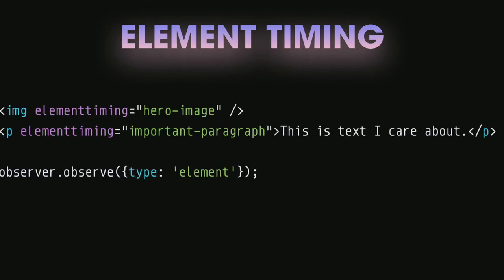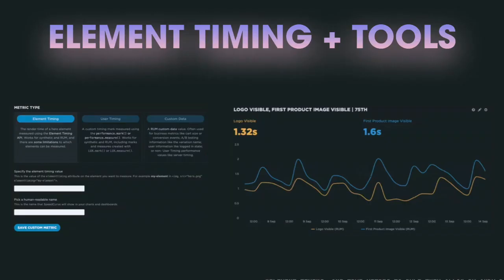This one is an HTML attribute. You just add elementtiming, and then you pass which element you want to register. So you can add it to images, to blocks of text, and so on. And then you start observing them. And again, it integrates really well with tools out there, so you can see, for example, the evolution over time.